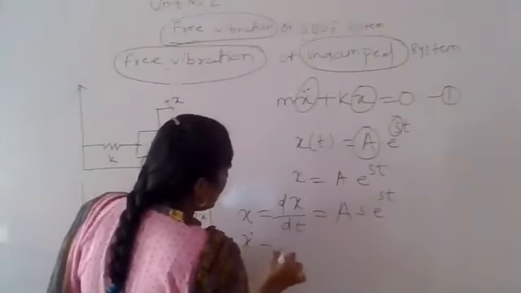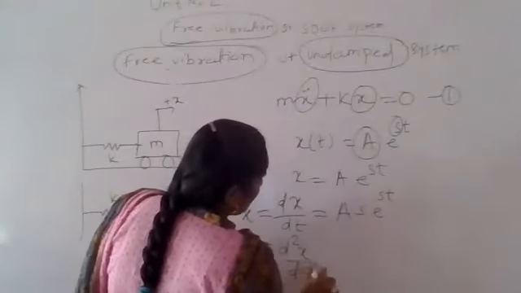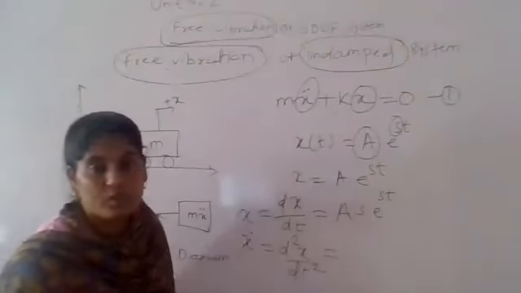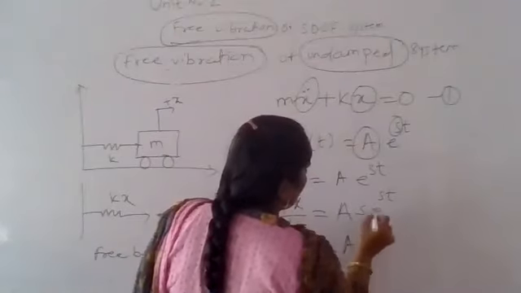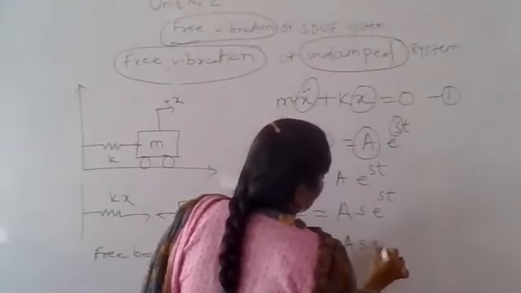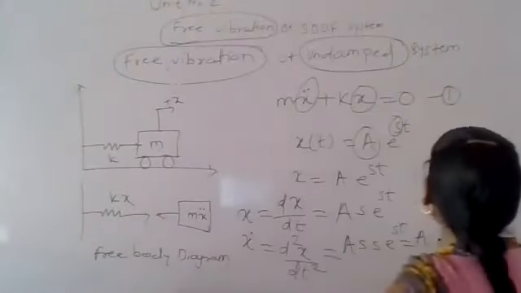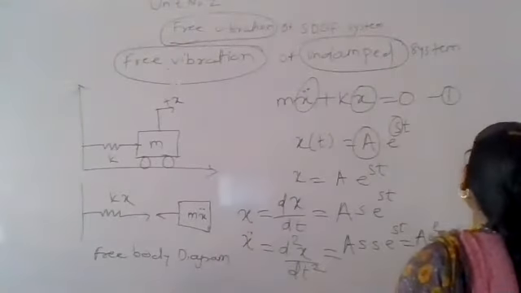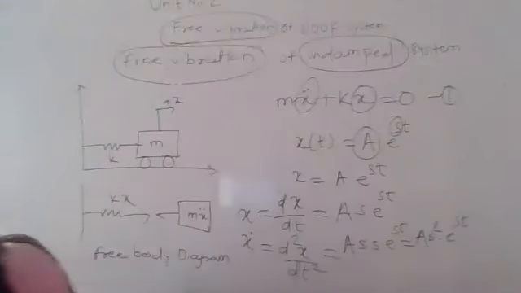If we take the second derivative, what is the second derivative? That is x double dot, that is d2x by dt square, which is the double derivative of x with respect to t. Again a is a constant, s into s into e raised to st becomes a into s square into e raised to st. Do you understand here? All of you write down this.